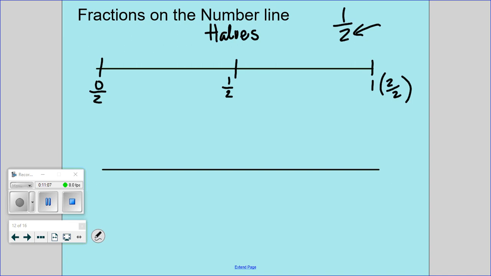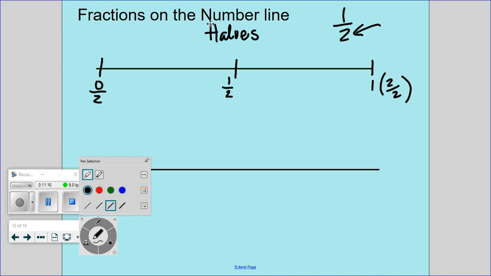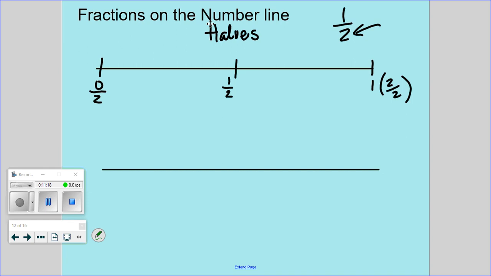If I want to show 1/2 on my number line, you are either going to color or draw a bar or draw a circle from 0 to 1/2. I have 1/2 shaded. It could be a bar, it could be a rectangle, it could be squiggles, I don't care. You can do a jump, that's fine.